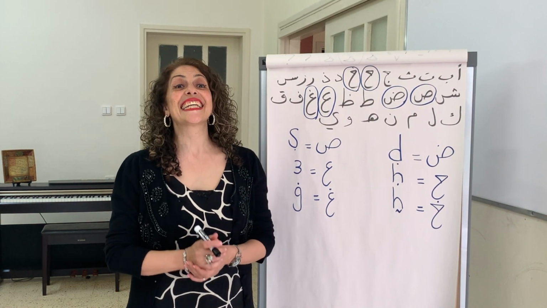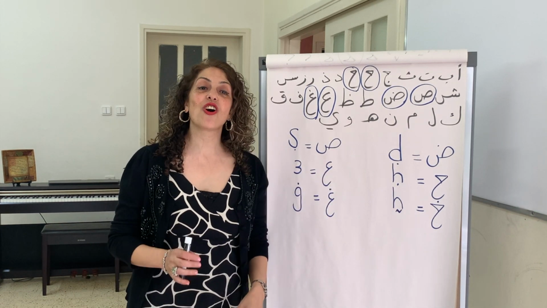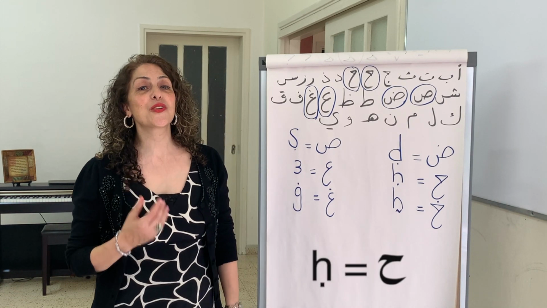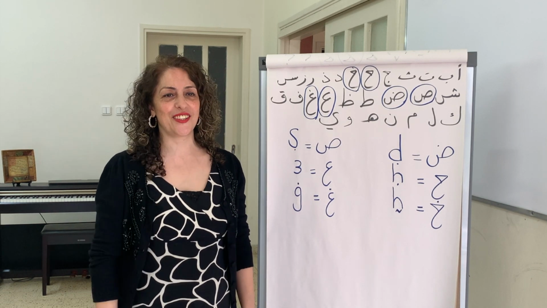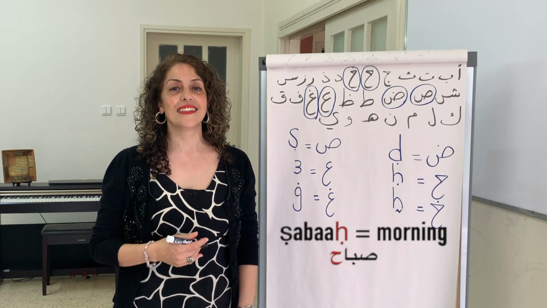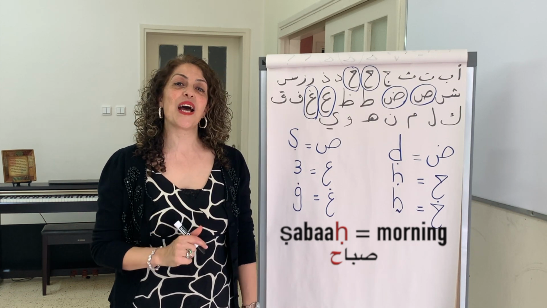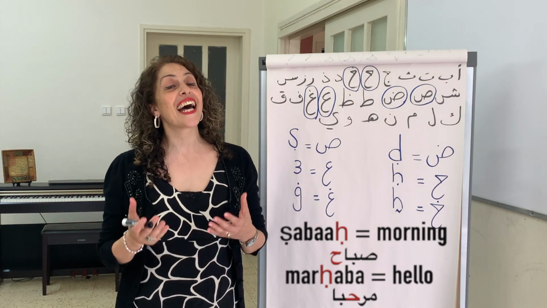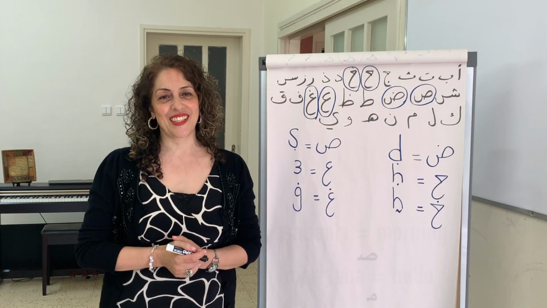Another letter is ha, and the symbol for it is an H with a dot underneath. And actually this ha is when you clear your throat. Ha, it's a throat letter. Let's take some examples about the ha. Sabah, which is morning. Another example is marhaba, which is hello, and we spoke about it in the lesson of greetings.